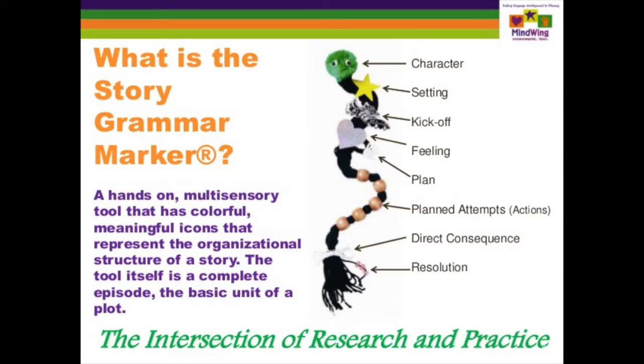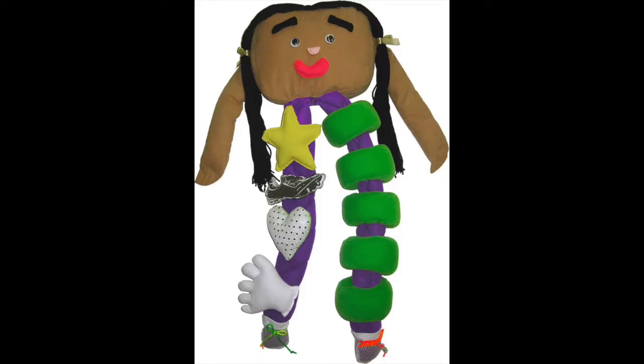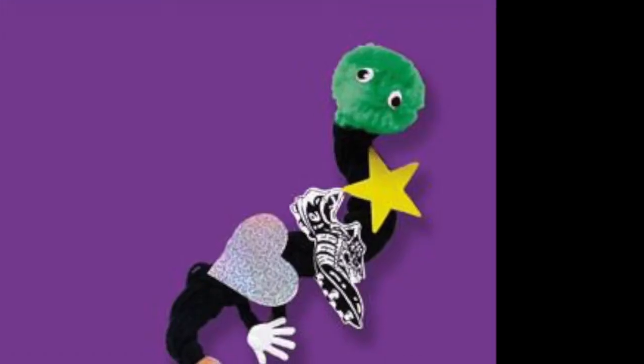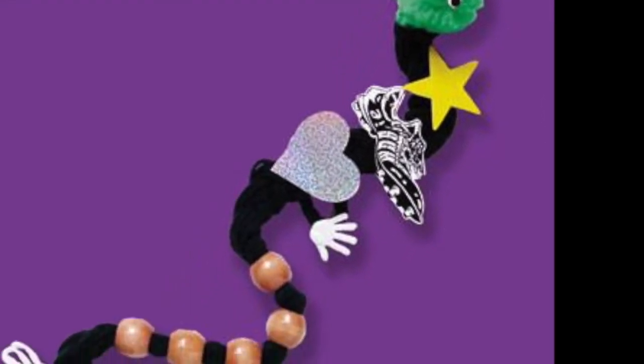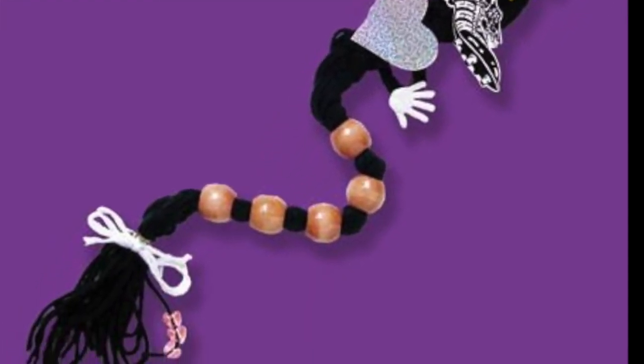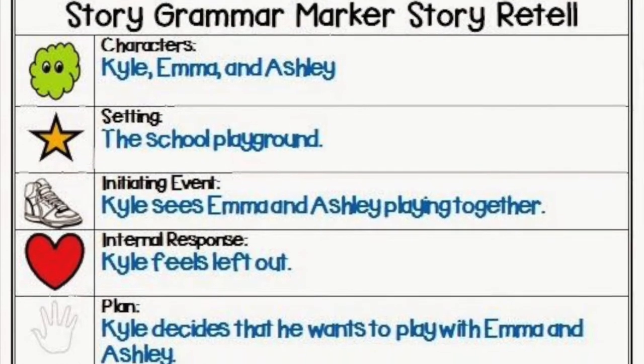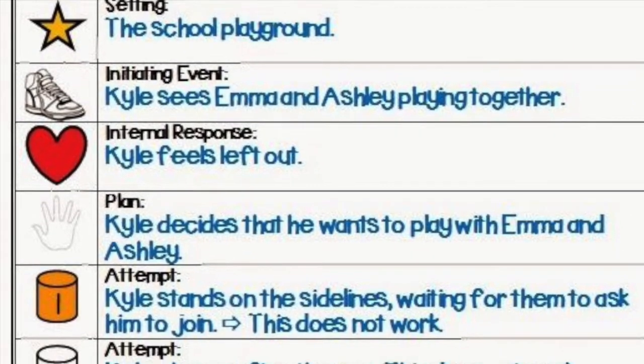Story Grammar Marker includes what is called Braidy the Story Braid. The Story Grammar Marker is one way for speech-language pathologists to teach their students the story grammar elements in their therapy sessions. It incorporates a visual kinesthetic tool to help children with WH questions, and it also provides graphic organizers.